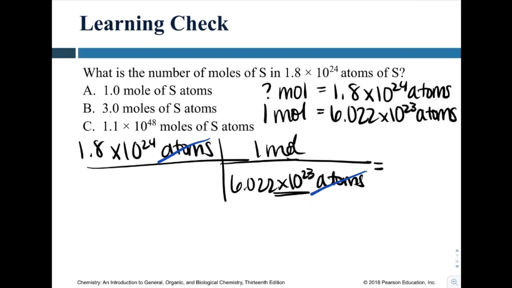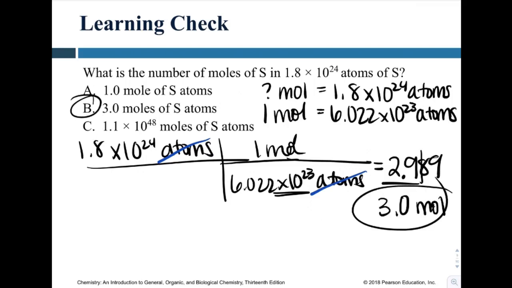And you should be getting how many sig figs? 2 sig figs, 2.989. If I want 2 sig figs here, take a second, think about how you would do that. If I want to round this up, it will be 3.0 moles. And so my answer is option, not C, option B.